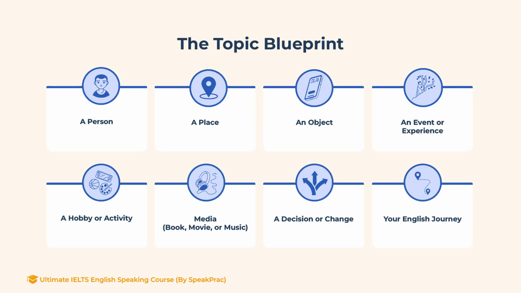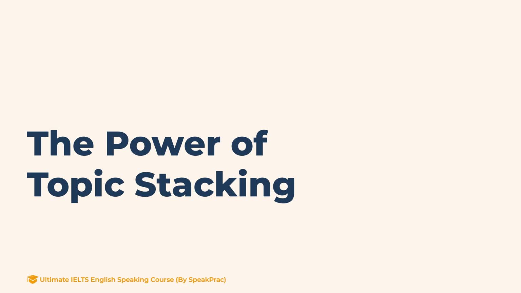So there you have it, the topic blueprint, plus your universal secret weapon. 7 core categories that cover the vast majority of IELTS Speaking Part 2 questions, and 1 master strategy that connects them all and gives you a safety net, just in case your mind goes totally blank. The power of topic stacking.